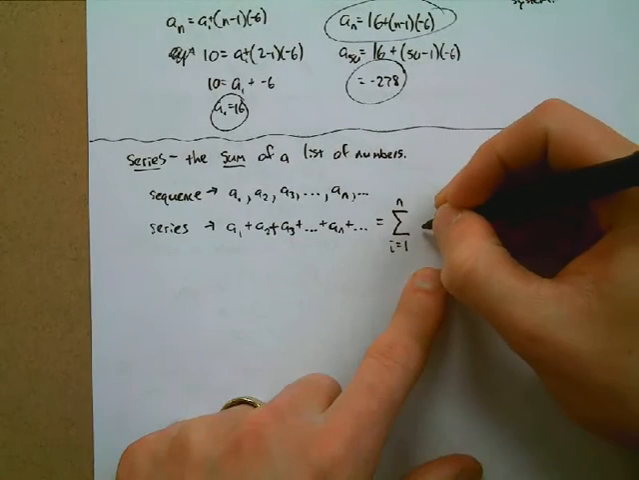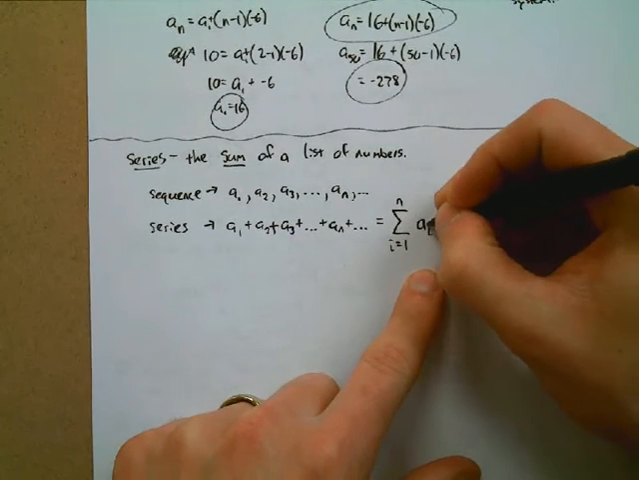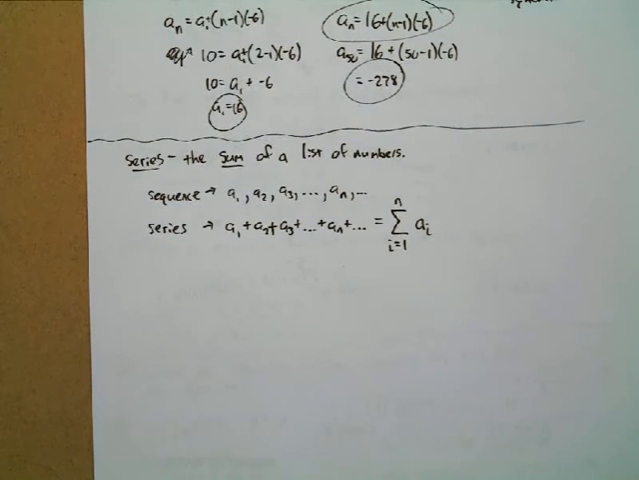sub n. And I guess in this case, since we're only adding up to n, I would get rid of this plus dot dot dot. It's just going to add it to a sub n, so we would stop there. We stop at whatever a sub n would be.